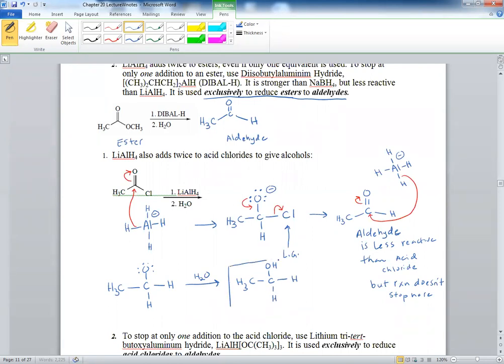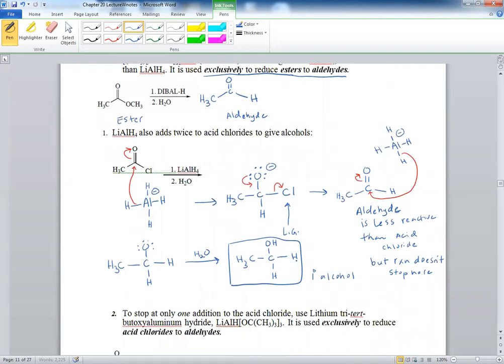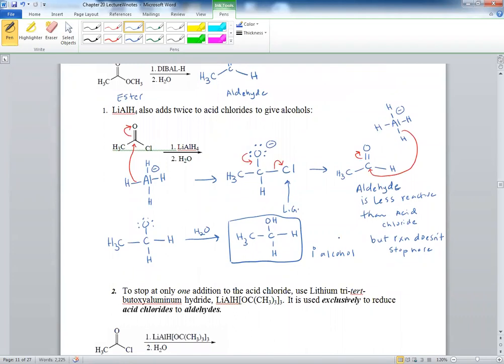So lithium aluminum hydride is a very powerful reducing agent. It will not stop no matter what. It will stop with the alcohol because there are no more bonds to obviously break here anymore.